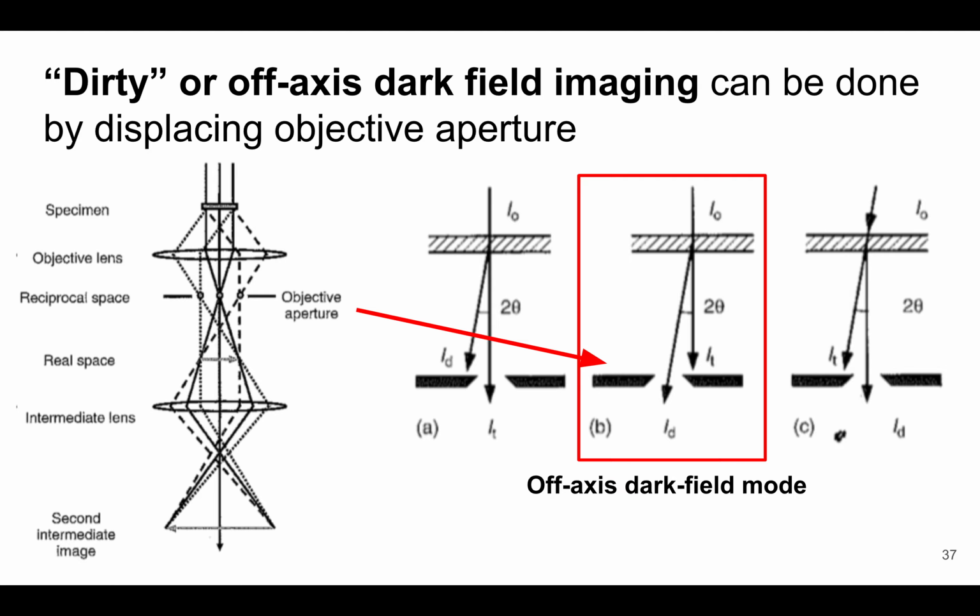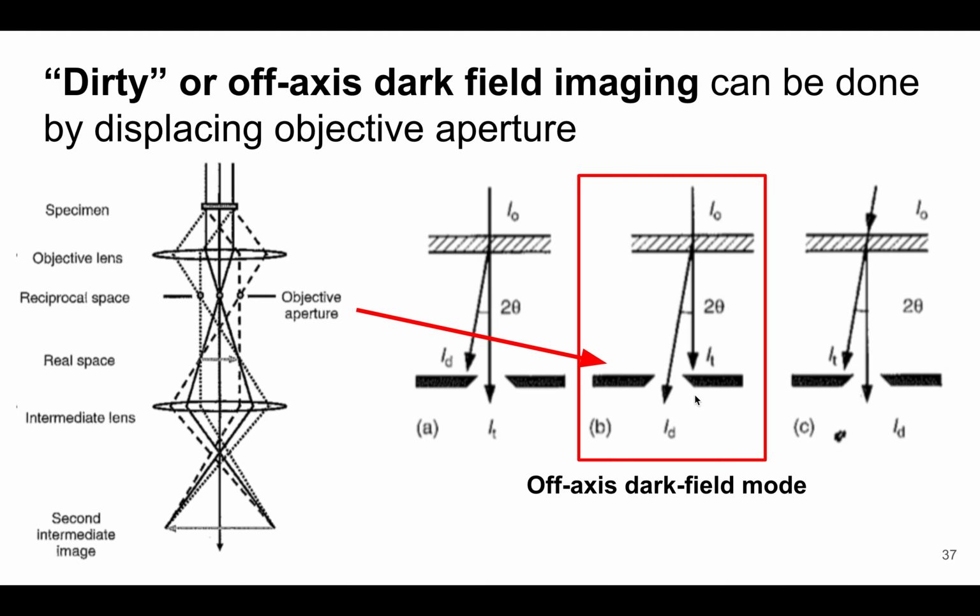We can also have what's known as off-axis dark field imaging. Sometimes this is referred to as dirty dark field. I don't know how common that name is, but this is very much connected to the mode we just saw. So this example A here shows bright field. It's the schematic we just showed.